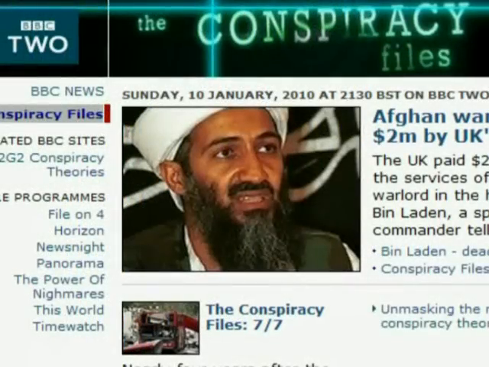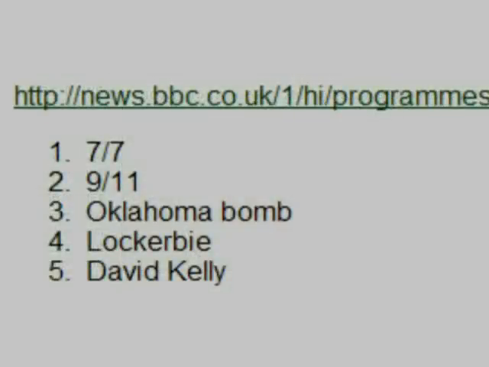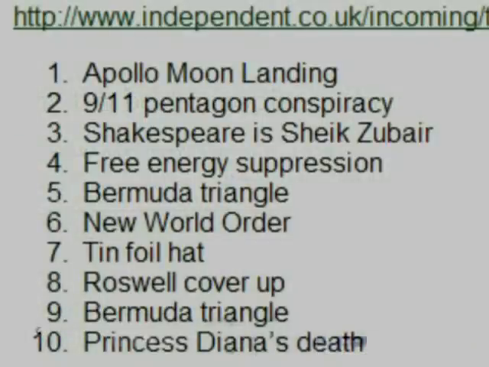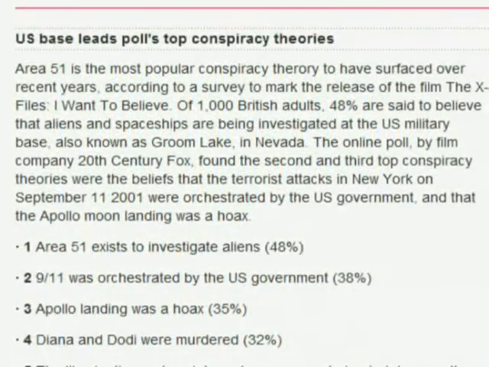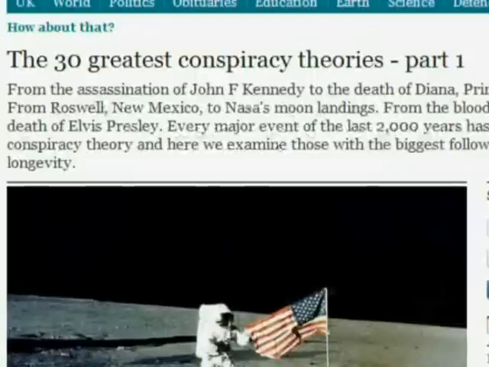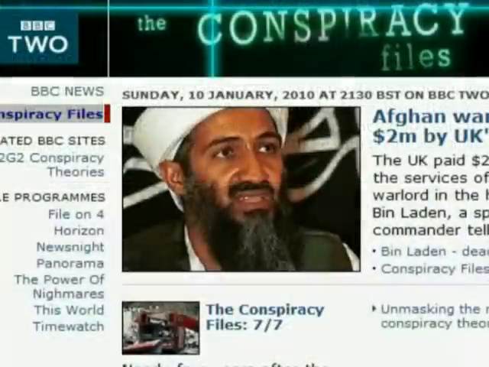These are the top ones chosen for the BBC's Conspiracy Files programme. These 10 are chosen by The Independent. And these 10 were chosen by The Guardian. These lists overlap in many instances. For example, September 11th, New World Order, the death of Diana, UFOs, reptilian agendas, the moon landings, and the Illuminati.